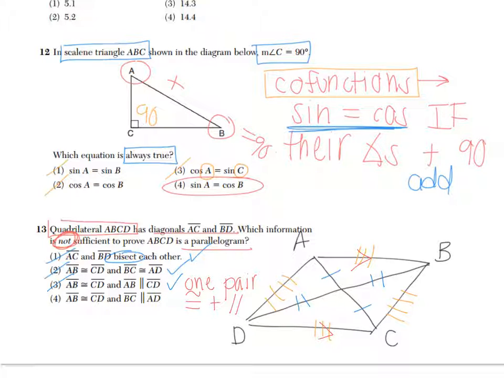And if we look at choice 4, the problem is it's first talking about AB and CD, but then it jumps and talks about BC and AD. And notice that the signs also change. So choice 2 was okay because it was congruent and congruent. Choice 3 was okay because even though it was congruent and parallel, we talked about the same sides each time. So choice 4 is the correct answer for this because that is not enough information to prove that they are a parallelogram. All right, moving on to question 14.